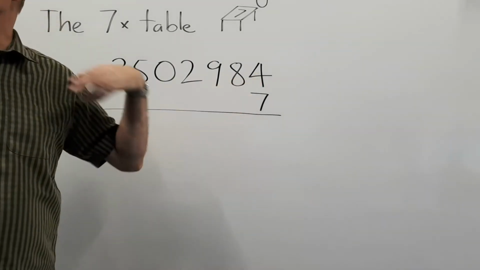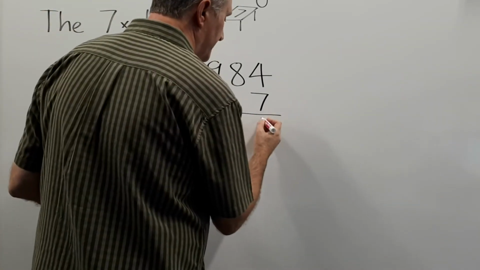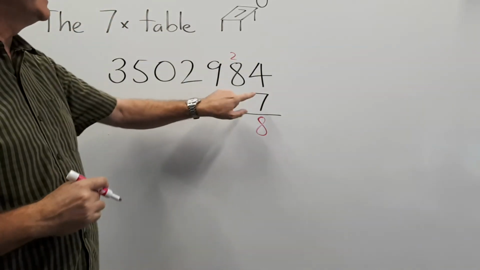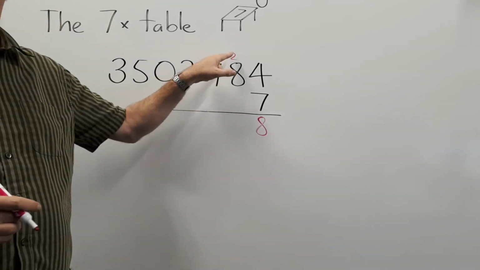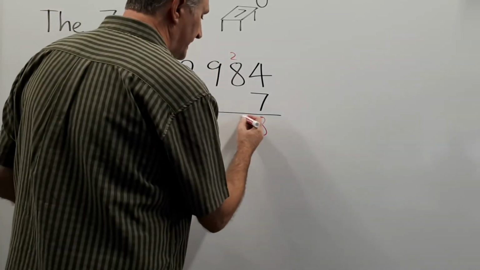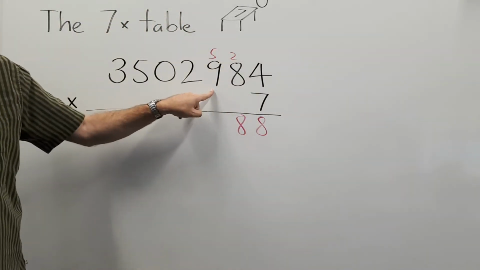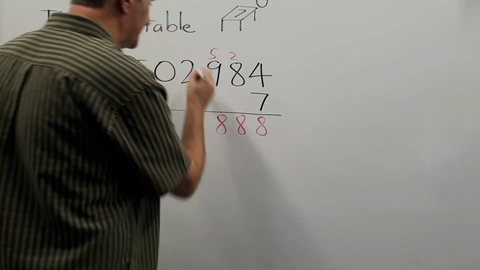4 times 7 is 28, so the 8 goes down there and the 2 goes up here. Can we have less chatting in the corner, please? Okay, 7 times 8, 56 plus 2, 58, so another 8 down there, 5 goes up there. 7 times 9, 63 plus 5, another 8, and the 6 goes there.